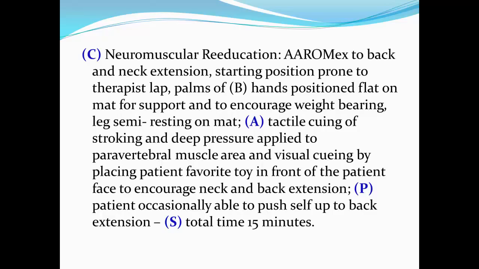Neuromuscular reeducation. AAROM exercise to back and neck extension. Starting position prone to therapist's lap. Palms of both hands positioned flat on the mat for support and to encourage weight bearing. Legs semi-resting on the mat. A. Tactile cueing of stroking and deep pressure applied to the paravertebral muscle area, and visual cueing by placing patient's favorite toy in front of the patient's face to encourage neck and back extension. P. Patient occasionally able to push self up to back extension. S. Total time, 15 minutes.